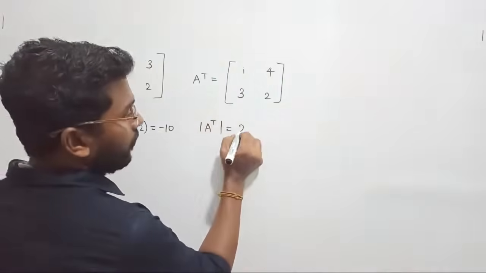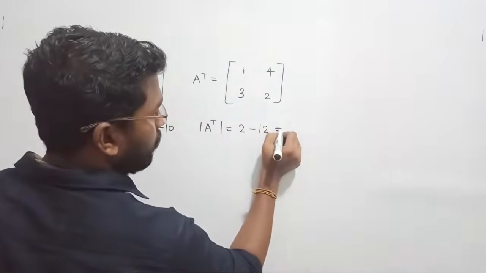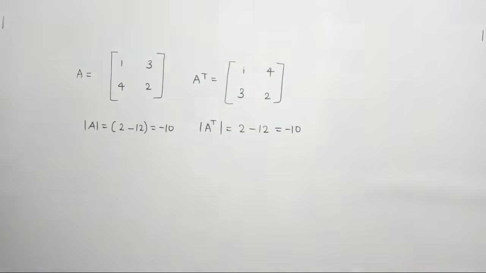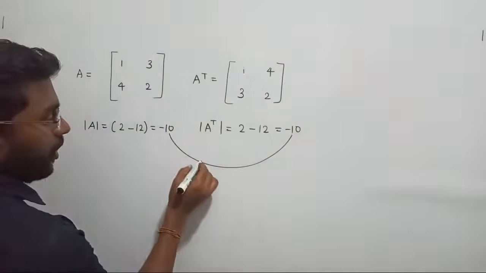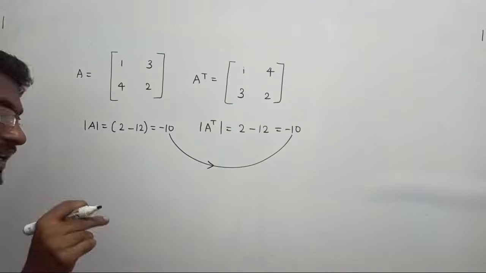1 into 2 will give you 2, minus 4 into 3 will give you 12. So 2 minus 12 will give you minus 10. Is there any change in your answer? No. While going from A to A transpose, there is no change in the determinant of the matrix.